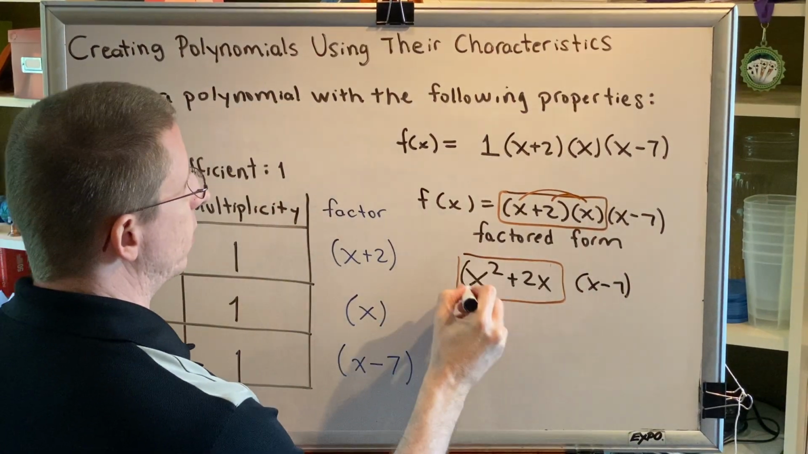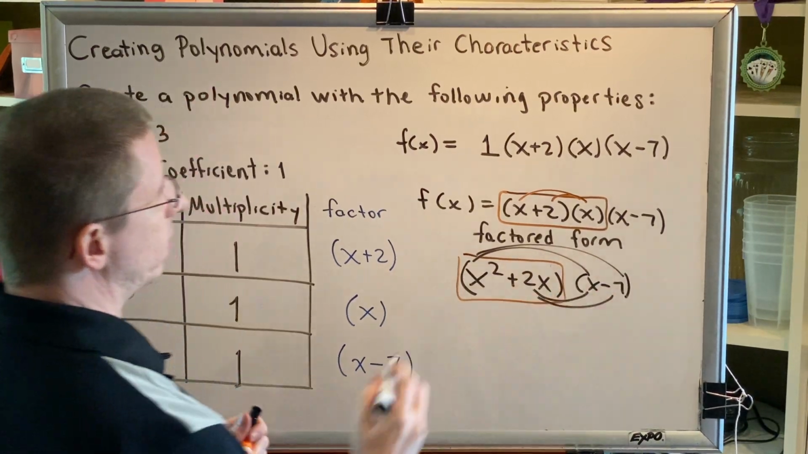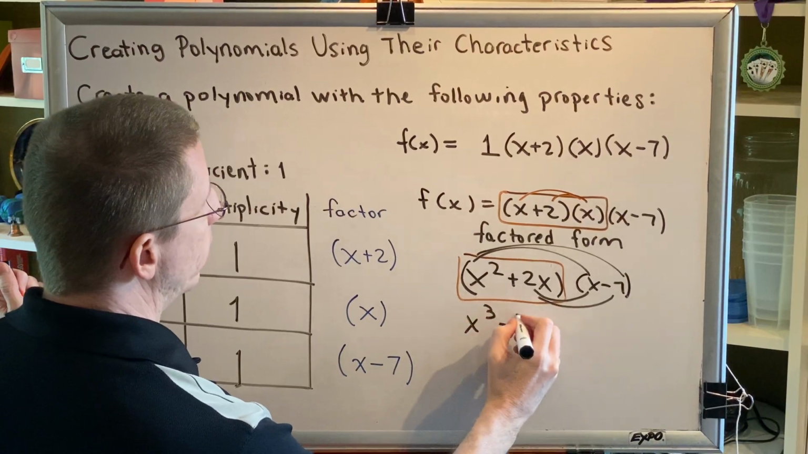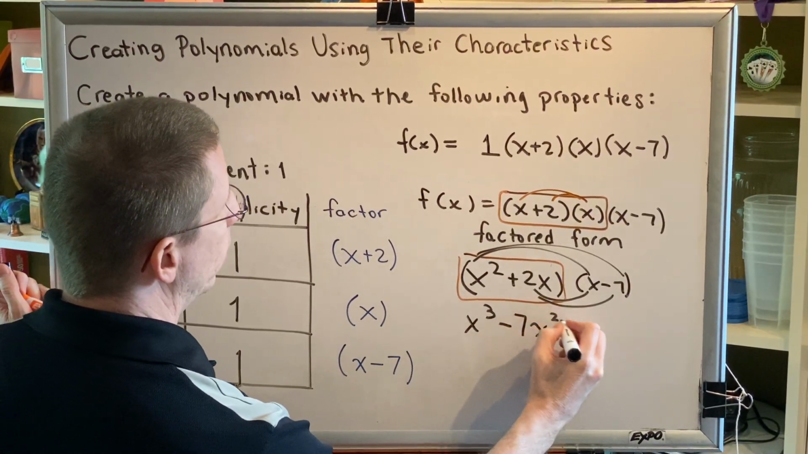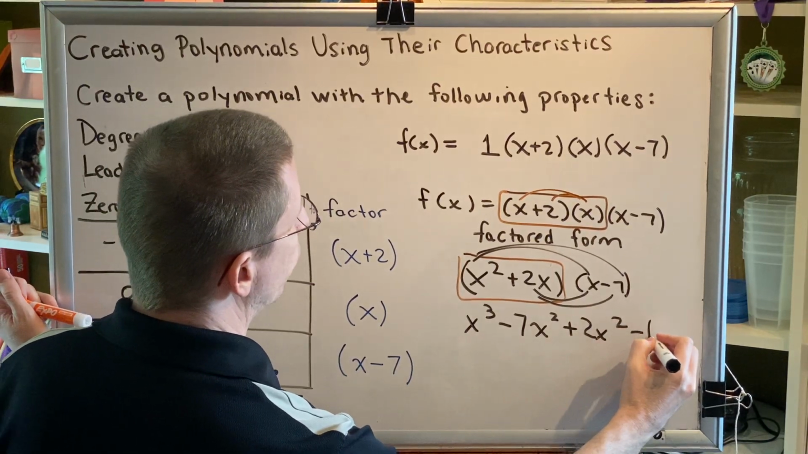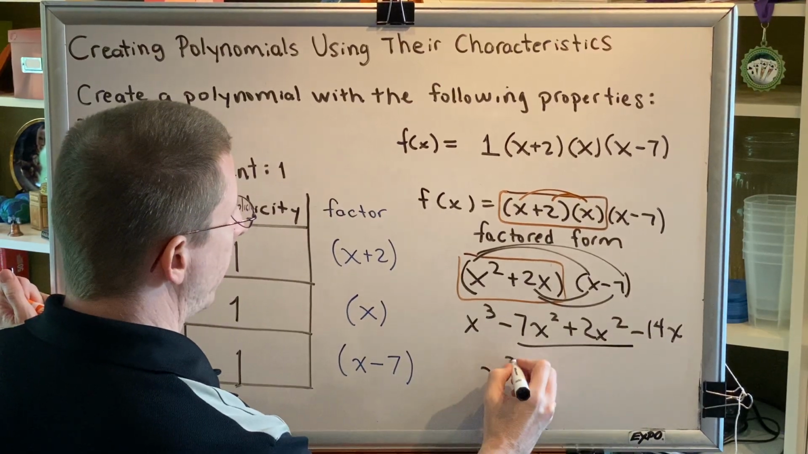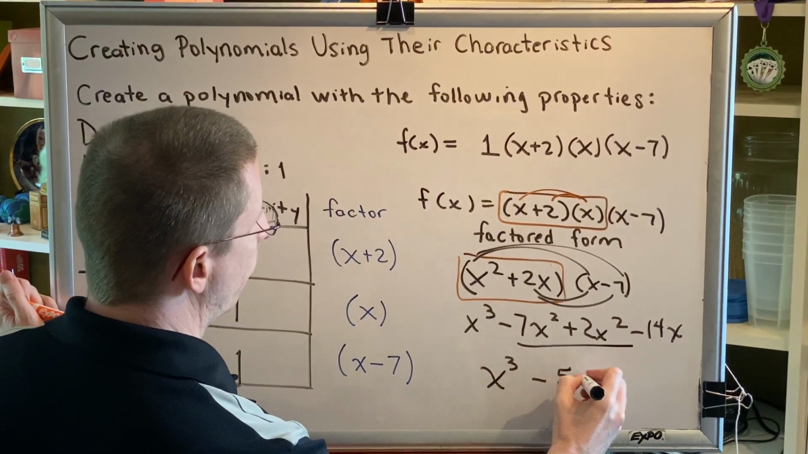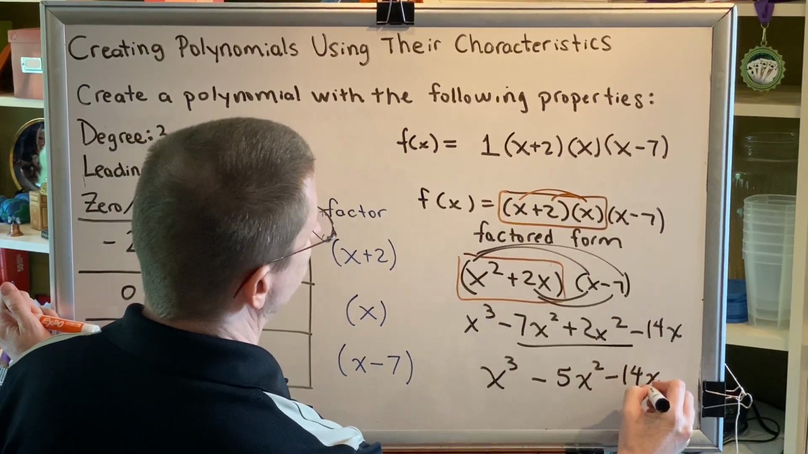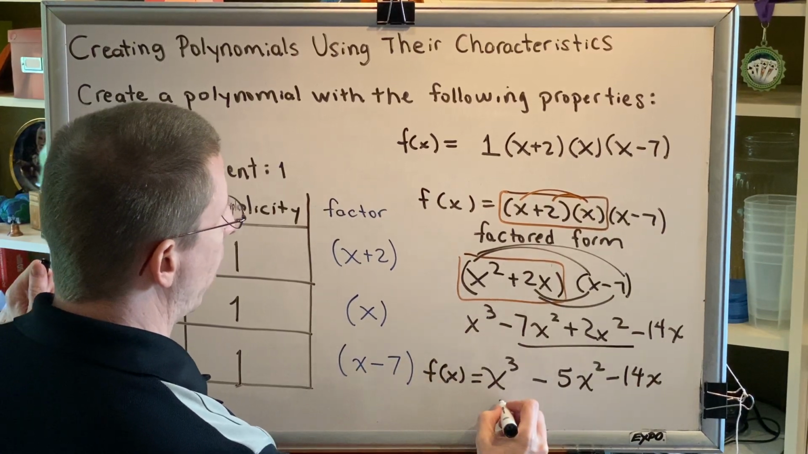So this is going to be an instance of FOIL. So this times this times this, etc. So we're going to get x cubed minus 7x squared plus 2x squared minus 14x. Combine your like terms, x cubed minus 5x squared minus 14x, and that is our function f of x in polynomial form.